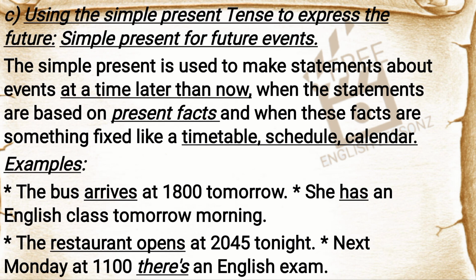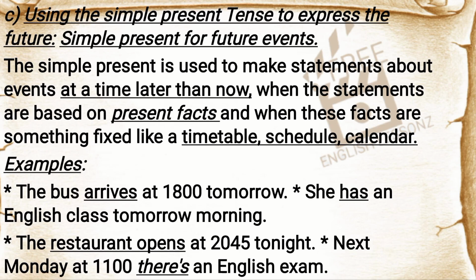C, using the simple present tense to express the future, simple present for future events. The simple present is used to make statements about events at a time later than now, when the statements are based on present facts and when these facts are something fixed like a timetable, schedule, calendar.